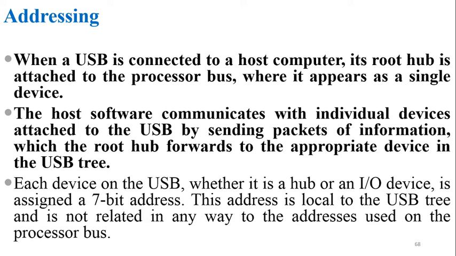Next is about addressing of various attached devices. When a USB is connected to a host computer, its root hub is attached to the processor bus, where it appears as a single device. The host software communicates with the individual devices attached to the USB by sending packets of information, which the root hub forwards to the appropriate device in the USB tree. Each device on the USB, whether it is a hub or an I/O device, is assigned a 7-bit address. This address is local to the USB tree and is not related in any way to the addresses used on the processor bus.